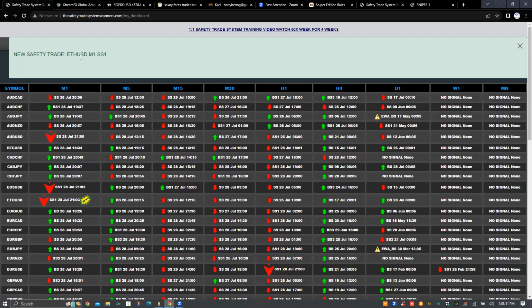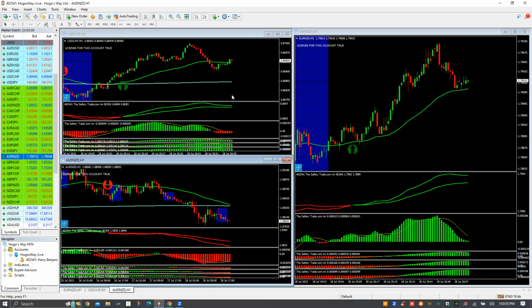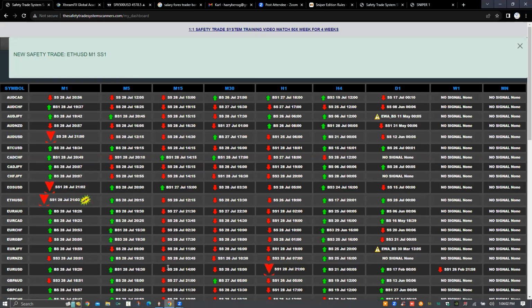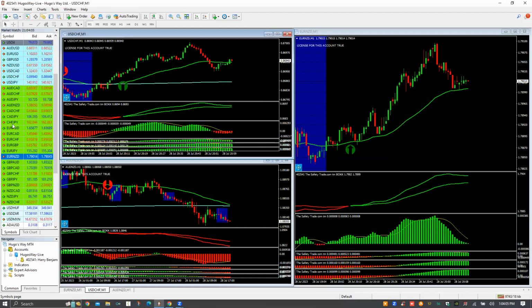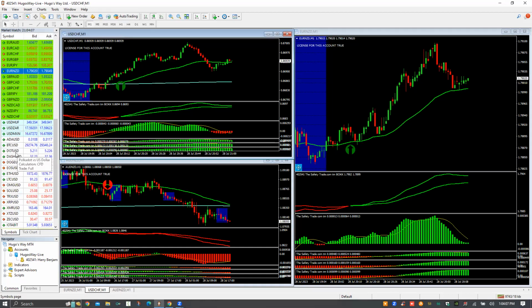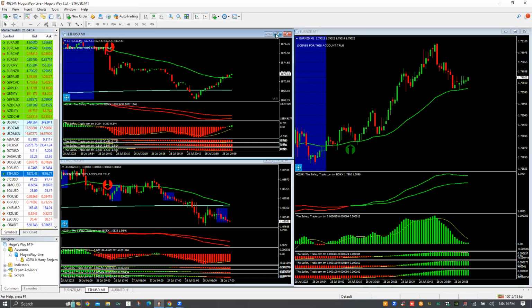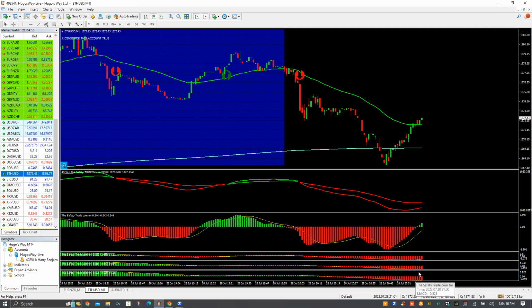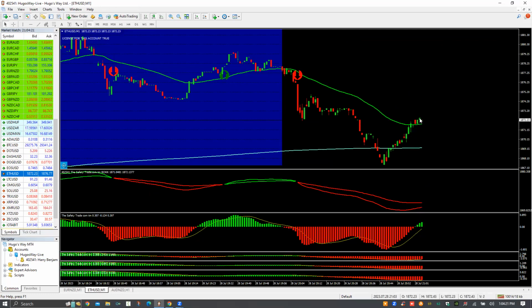So here's your crypto, Ethereum US dollar, right? Oh, there's a trade. Ethereum US dollar, and that is a 1 minute sell stop. If we were to grab Ethereum US dollar, where is it? Here we go. You could see it was red, green, red. It's already pulled up, but you could see it's a sell trend.